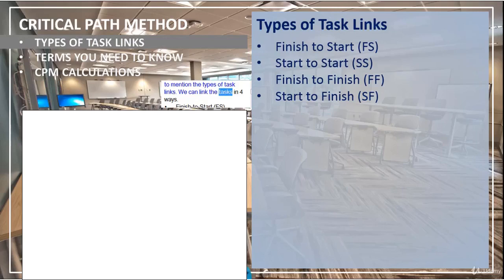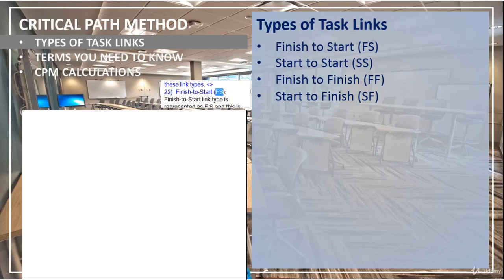We can link the tasks in 4 ways: finish to start FS, start to start SS, finish to finish FF, start to finish SF. Now, let's look at the details of these link types.